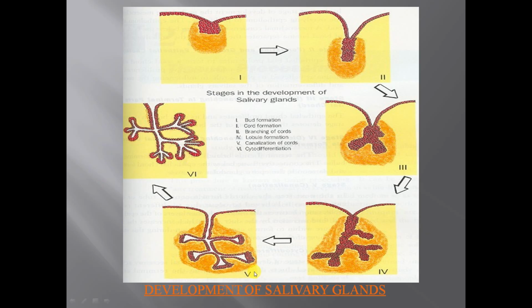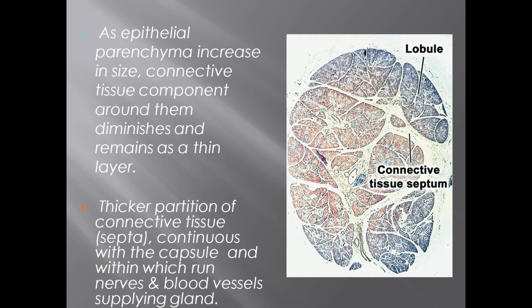This is the first stage in which the bud formation takes place. In this, the proliferation of the oral epithelium occurs into the mesenchyme, which leads to the bud formation, and later on it gets separated from the basal lamina. So it is a separation of the basal lamina.